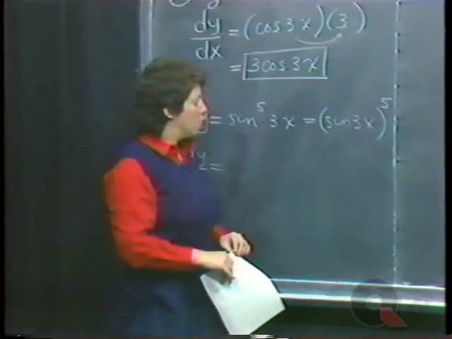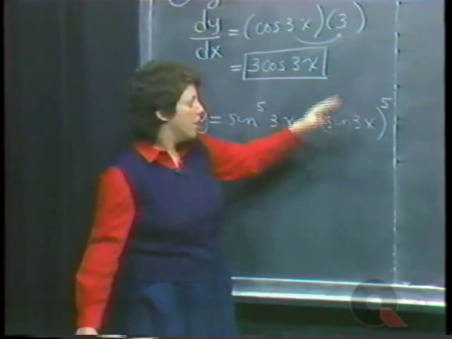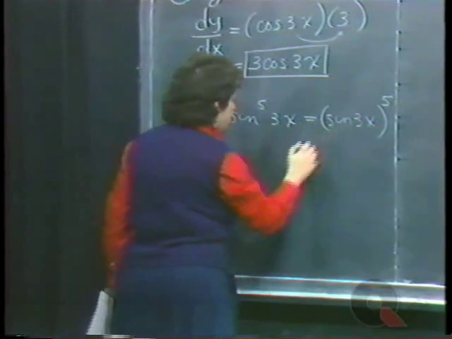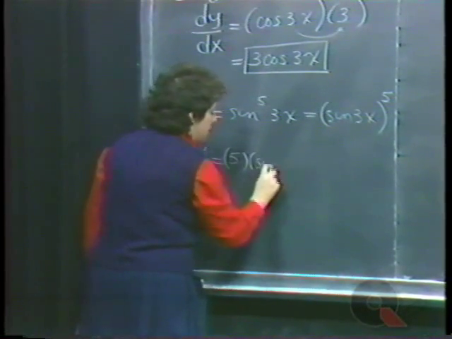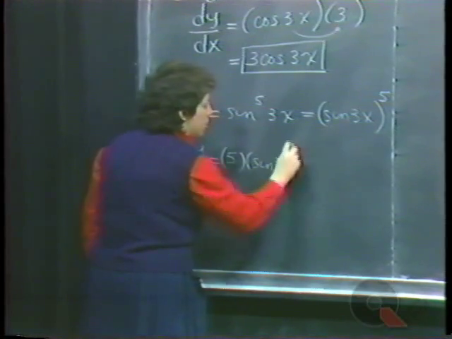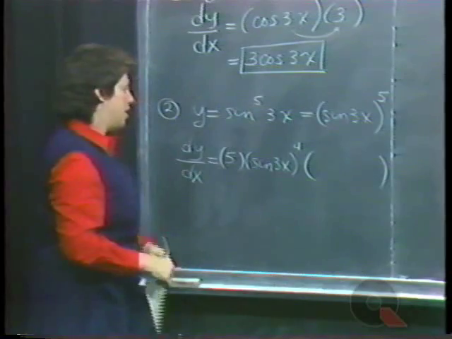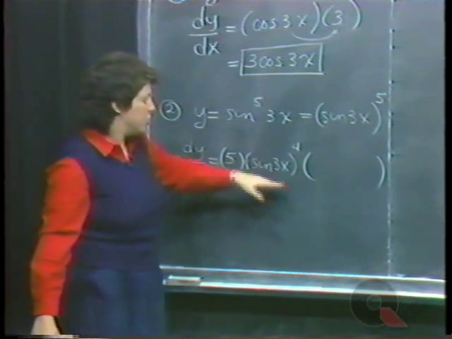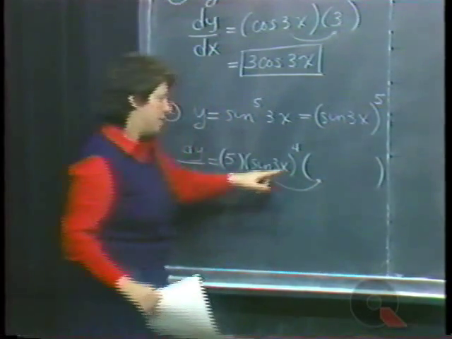But right now, you have to ask yourself, what is this primarily? Polynomial, product, quotient, power, or sine? This is primarily a power. It's a function to a power. The derivative of a function to a power, we know, is the power times the function, sine of 3x, to the 1 less power, times the derivative of the inside.